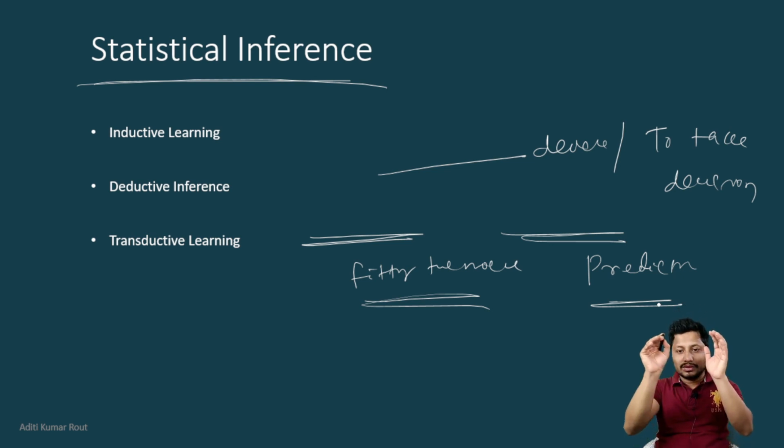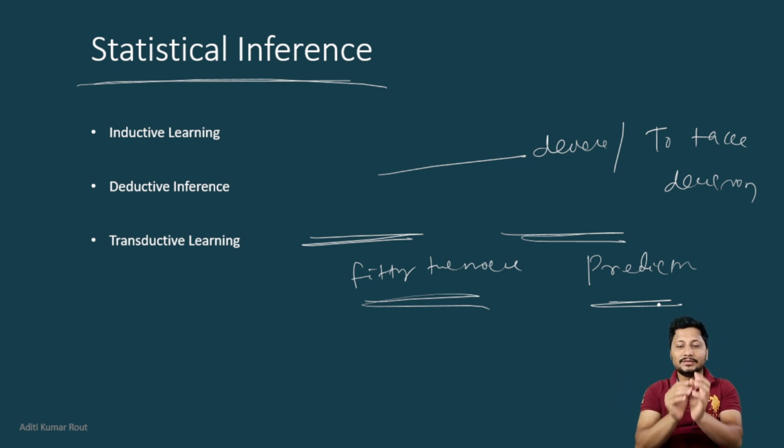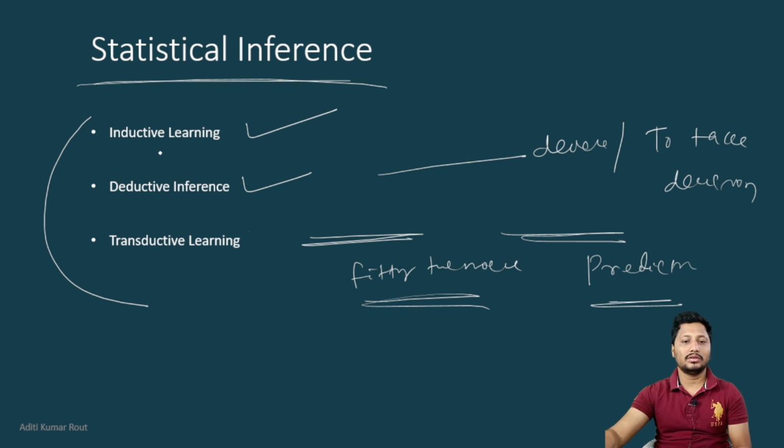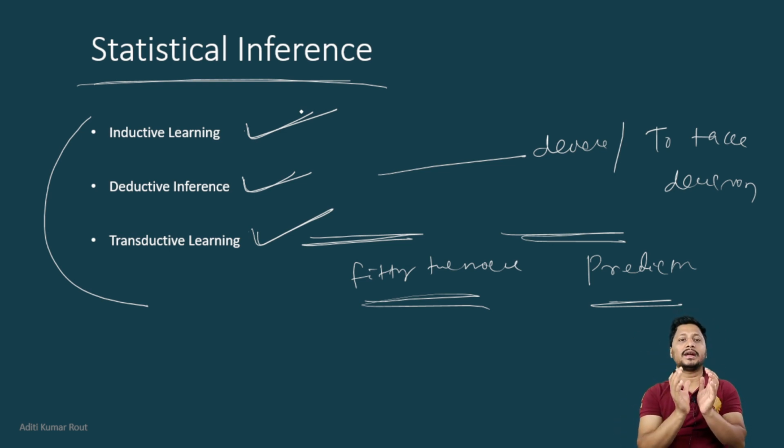According to this perspective, we have three concepts under statistical inference. One is inductive learning, the second is deductive inference, and the third is transductive learning. Those are the three categorizations. There is a mathematical concept behind each category, which we can dive into in later sessions or videos. But for now, these are the three main categories coming under statistical inference, a sub-area of learning problems within machine learning.